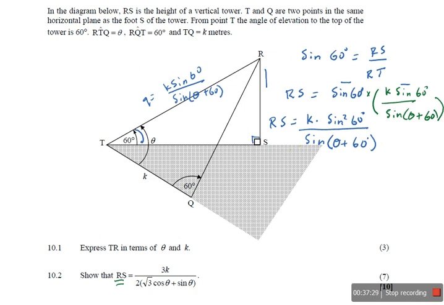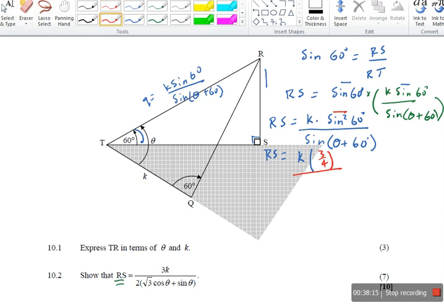If we check here, we can expand this part using the compound angle expansion of sine. So RS will be k sine squared 60 degrees. We can get it on our calculator, so we will just get 3 over 4. Let me write it in red pen. Put sine squared on your calculator and you will get 3 over 4, all over the expansion of sine.